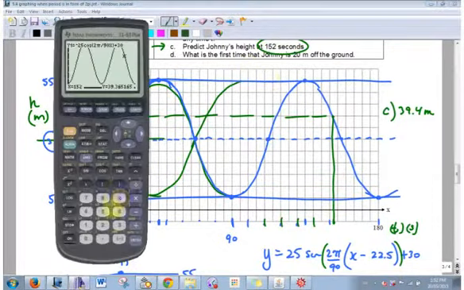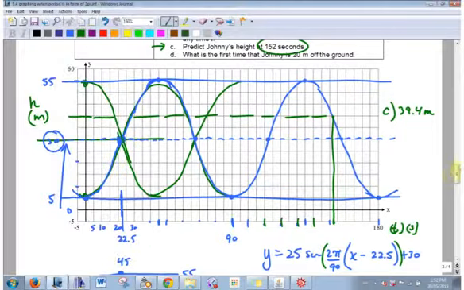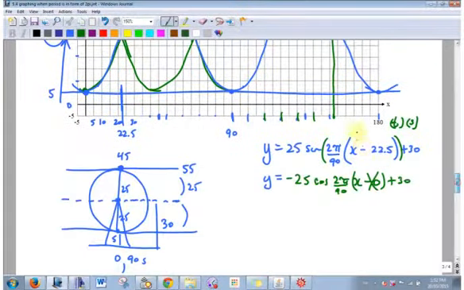Any questions on C? Remember how I did that? Yeah, Reese? Yeah, absolutely. You can do it the long way. You put 152 right in there, you're going to get the same thing. Okay?